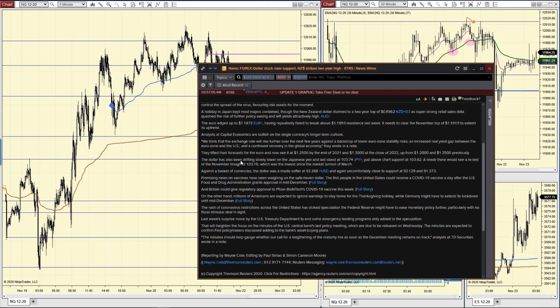That lifted their forecast for the euro, now at 1.25 by the end of 2021 and 1.30 at the end of 2022. Wow. So looking for 1.25 by the end of 2021 and 1.30 by the end of 2022. Against a basket of currencies, the dollar was a shade softer at 92.26. Promises on vaccines. Let me see.